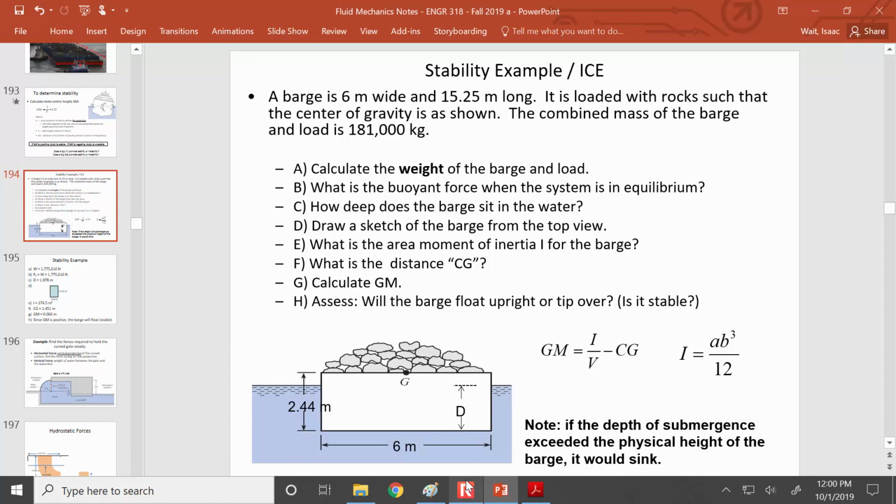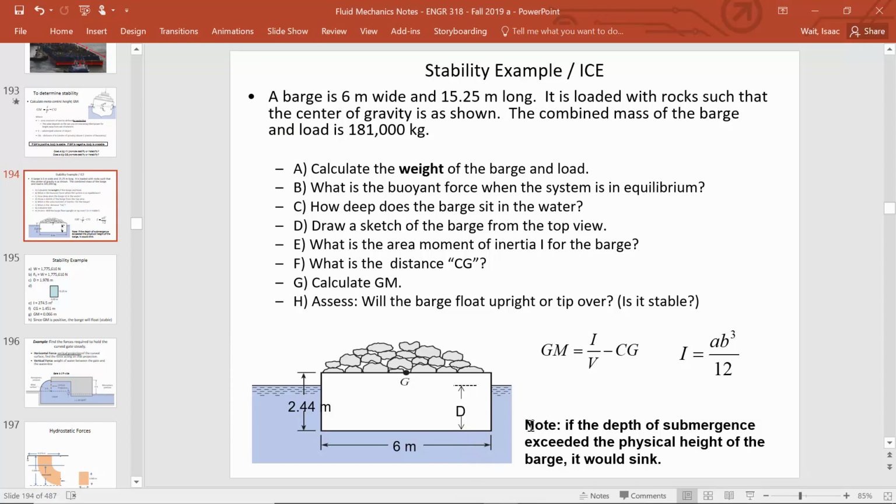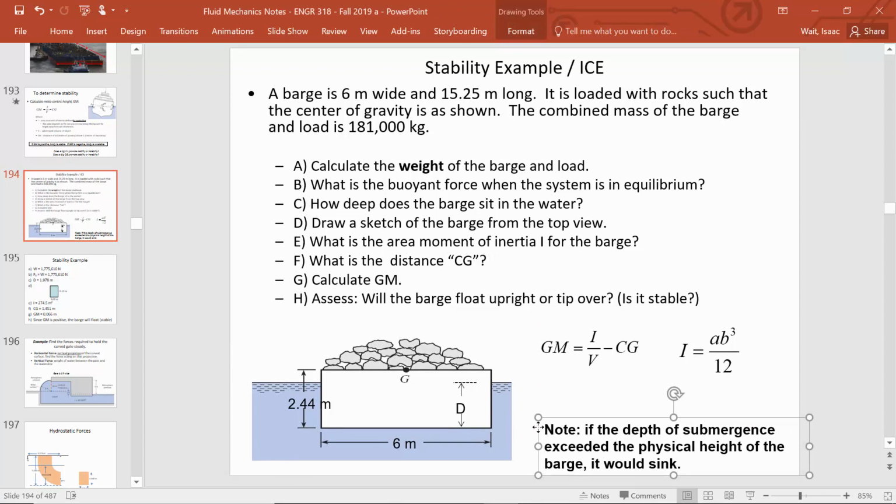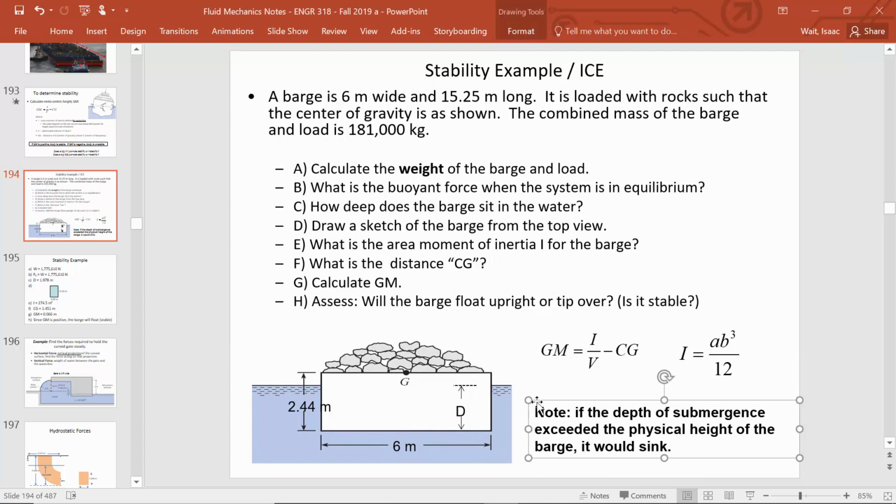Okay, let's go through this step by step, and then I have to remember to cover this point that it's not just about calculating GM to be positive. The other thing is if there's more weight on board than can be supported, then it's also going to sink. If the depth of submergence, based on the mass that you're adding, told you that it needed to be submerged to a depth of 3 meters, but the barge itself only has 2.44 meters on the edge, then we'd be in trouble there as well.